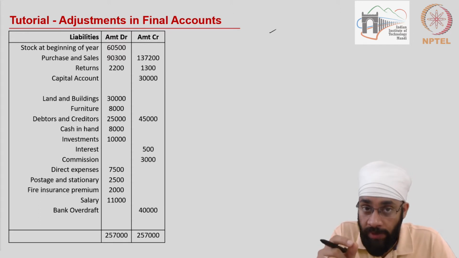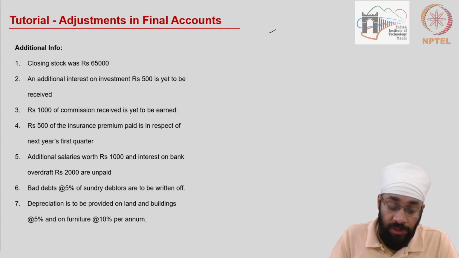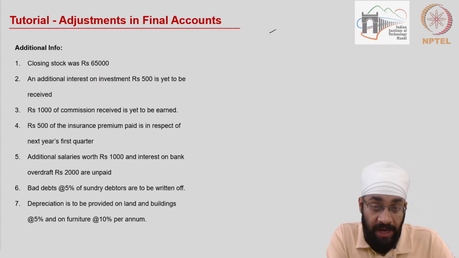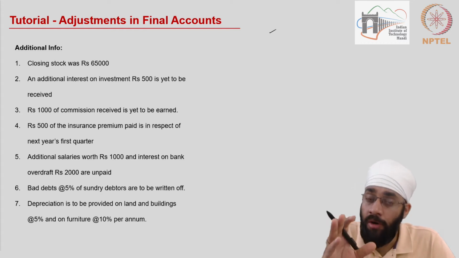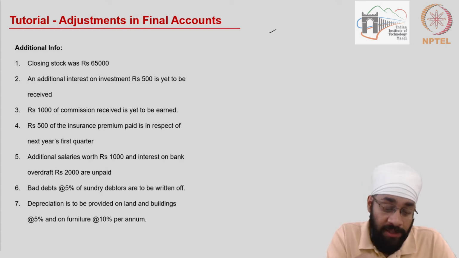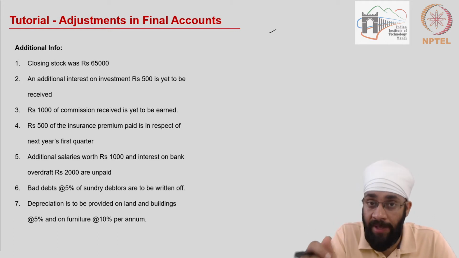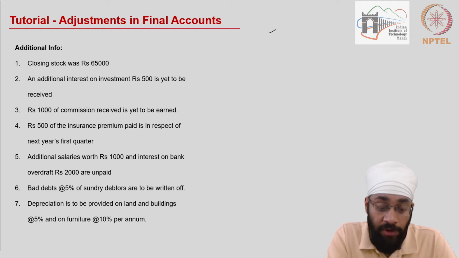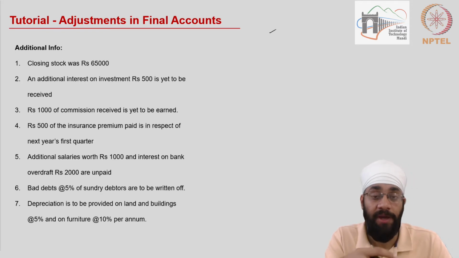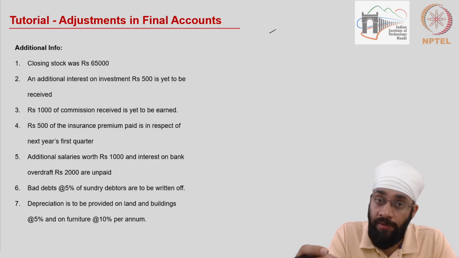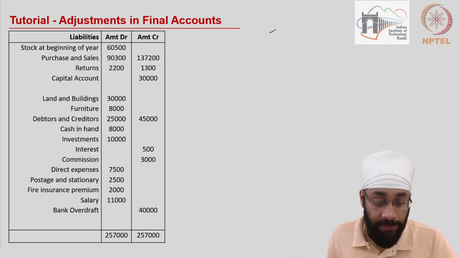That is step 1. Step 2, which is parallel, is adjusting for the additional information. Again, we've already discussed why these transactions will affect profit and loss account and balance sheet and how. We've already done that. All we're going to do is combine everything, the trial balance and the additional information, and we're going to write the balance sheet and the profit and loss account. So let us get started.